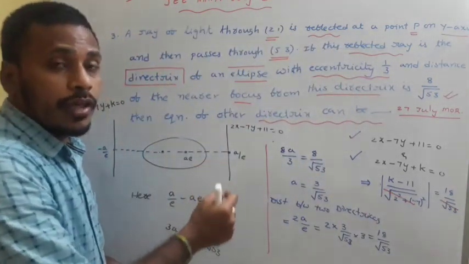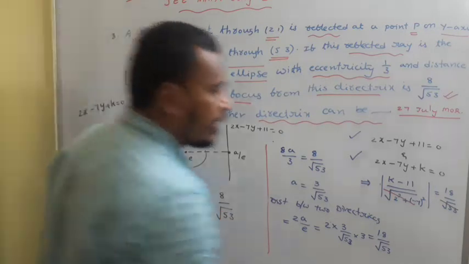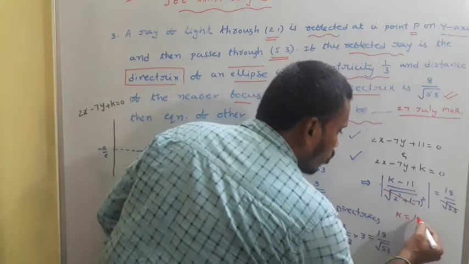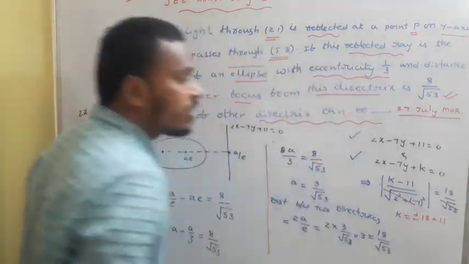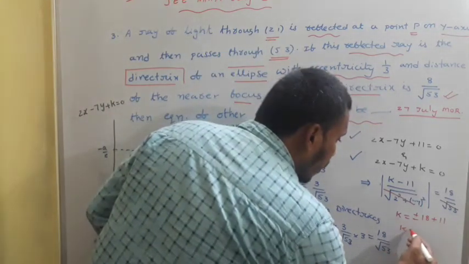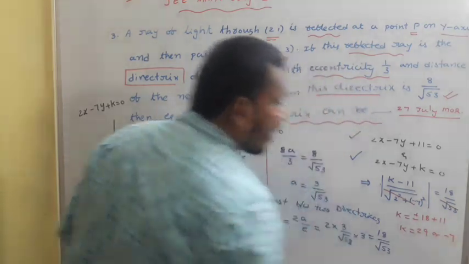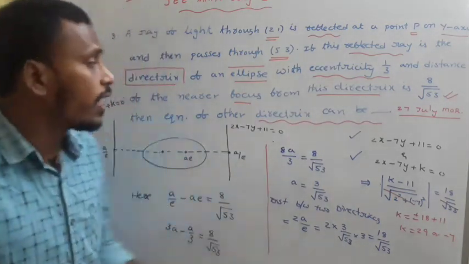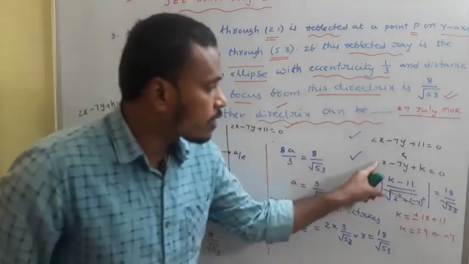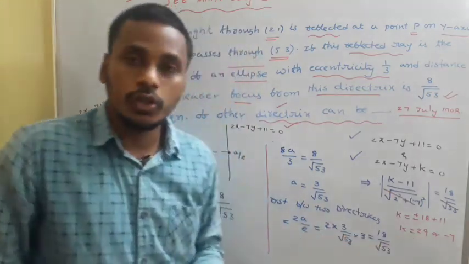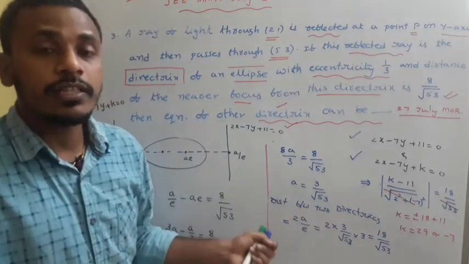Simply cancel out these two, and then modulus of k minus 11 is 18. That means k minus 11 is plus or minus 18. So k is equal to plus or minus 18 plus 11, so k is 18 plus 11, 29, or minus 18 plus 11, minus 7. Since k is 29 or minus 7, our task is to find the equation of the other directrix, which is nothing but 2x minus 7y plus 29 equals 0, or 2x minus 7y minus 7 equals 0. That is the answer to the problem.